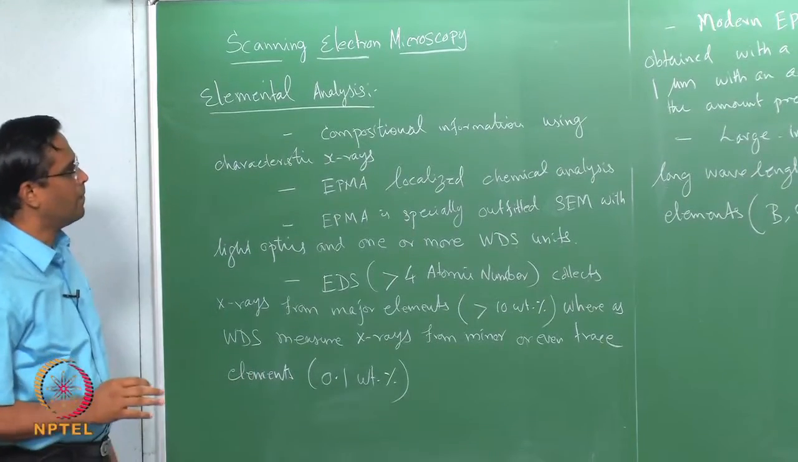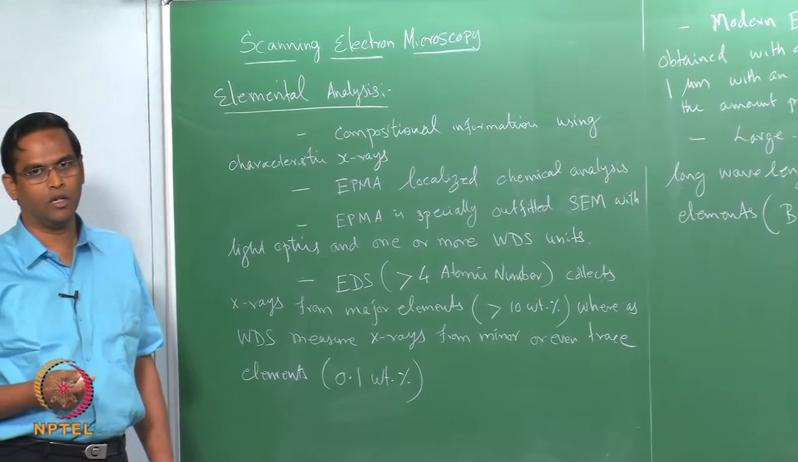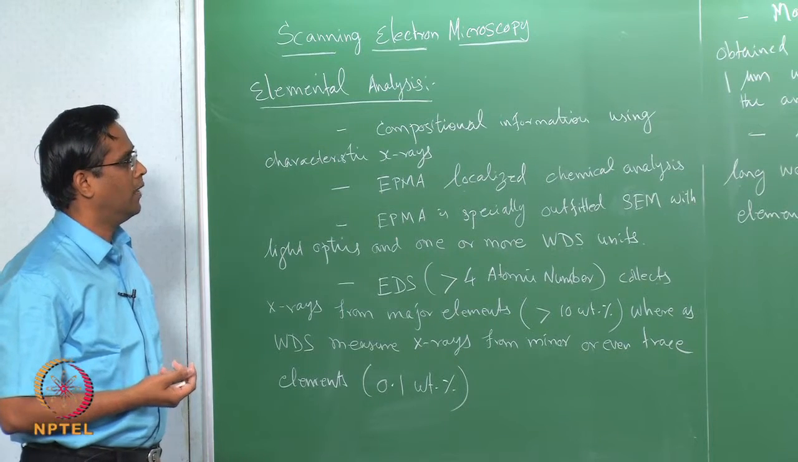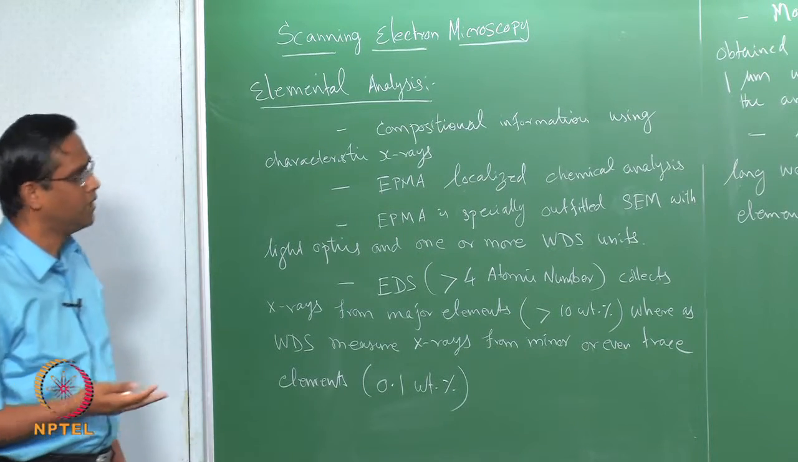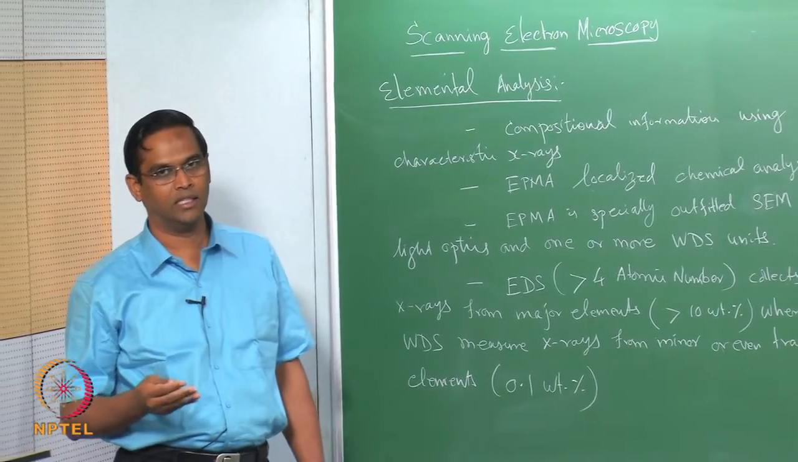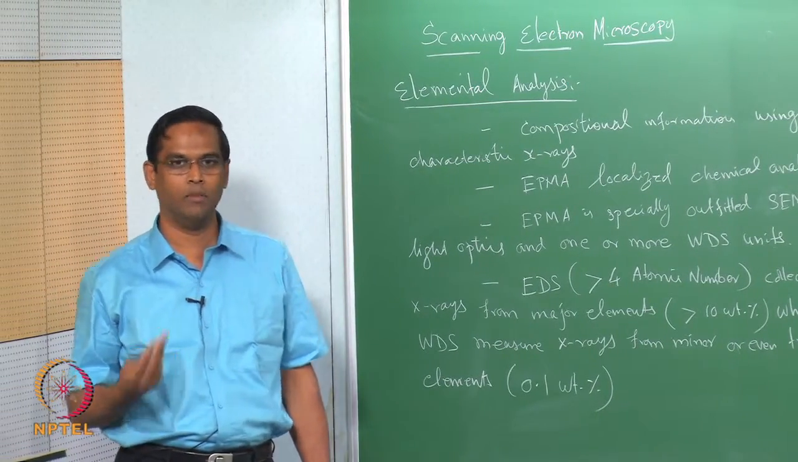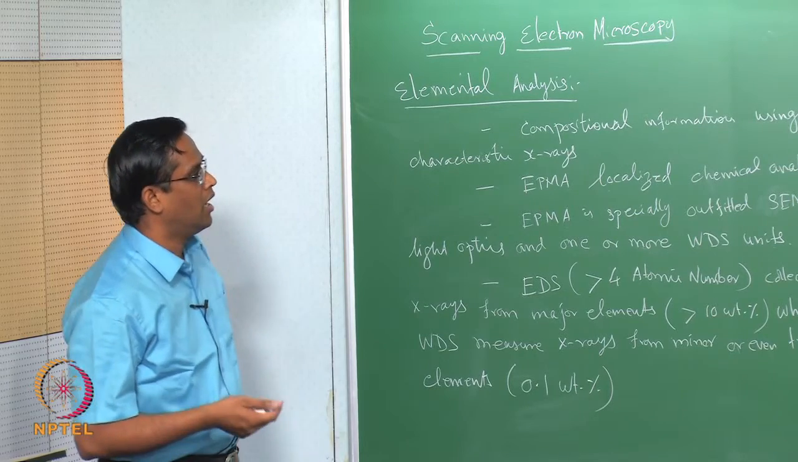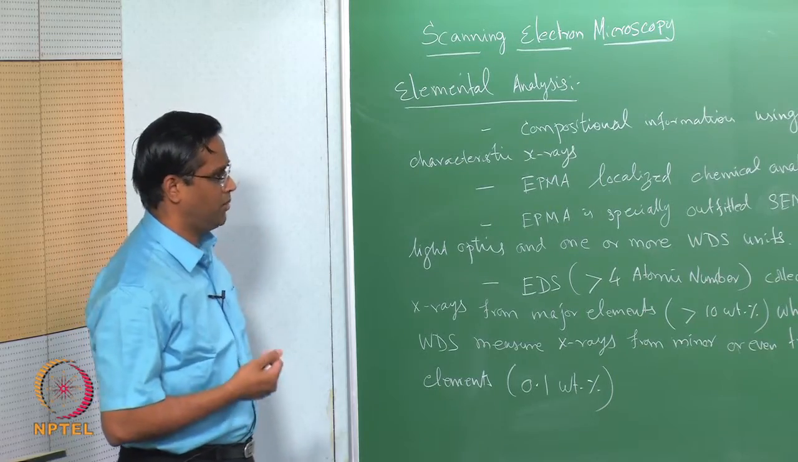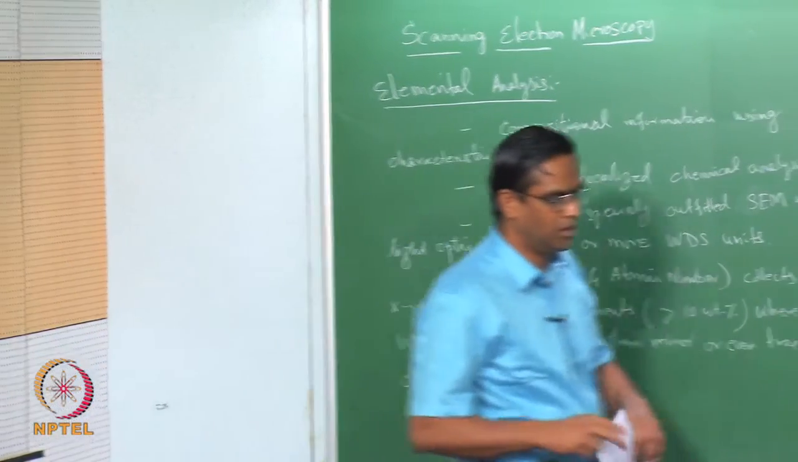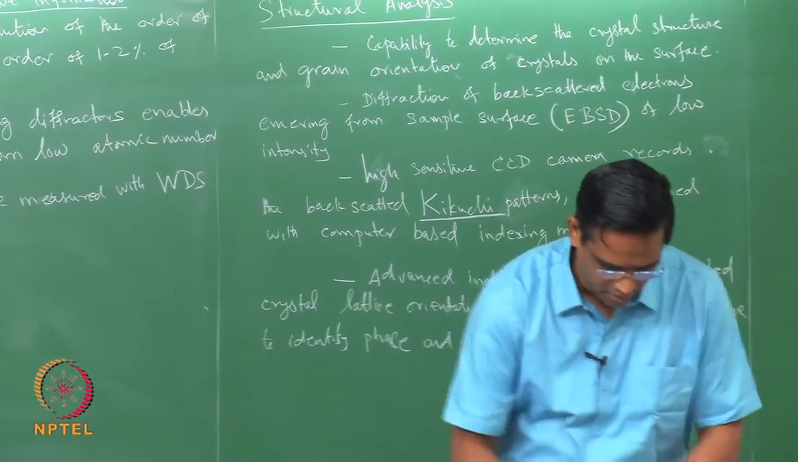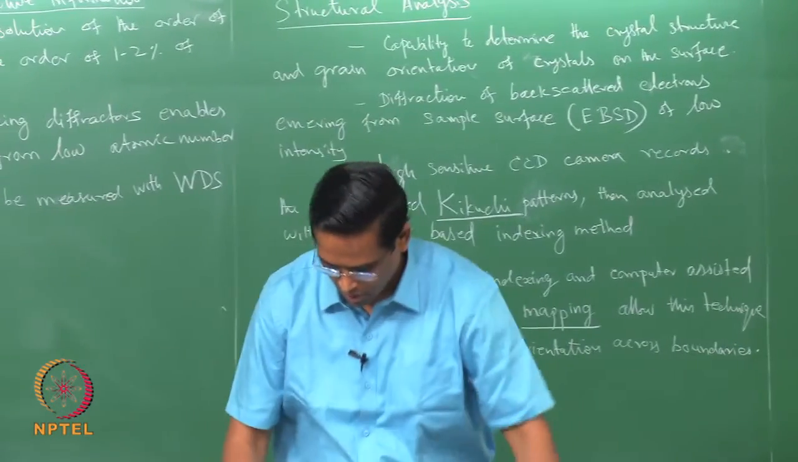So these are all the basic capabilities of a scanning electron microscope. I have just put them into 3 categories: imaging capabilities and structural analysis, and then composition analysis or elemental analysis. And EPMAs are primarily used for only this purpose. Now we will look at some other introductory remarks.